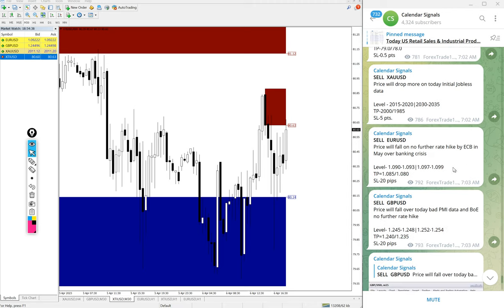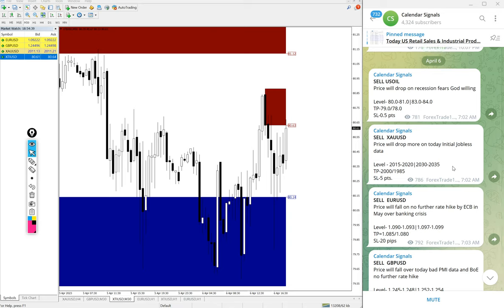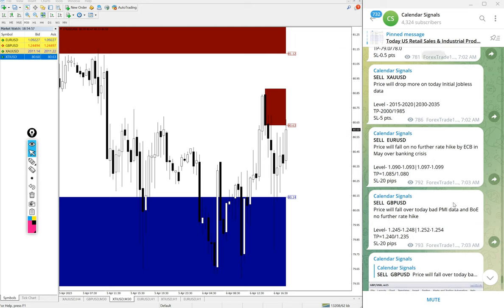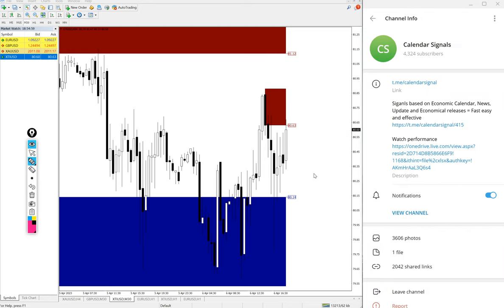Today we are going to give you the update on our Telegram channel, this calendar signals channel. Today's date is April 6, and today we gave sell USOIL, sell gold, sell EURUSD and sell GBPUSD. These four signals we gave today, and all these signals are posted on this channel, t.me/calendar signal.